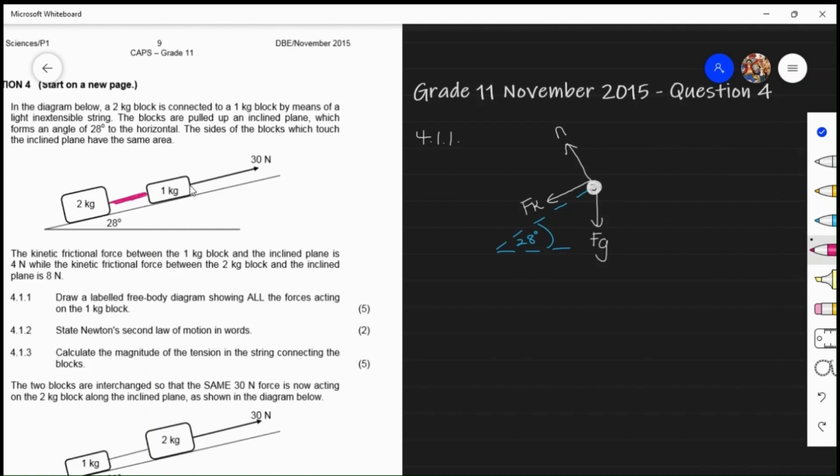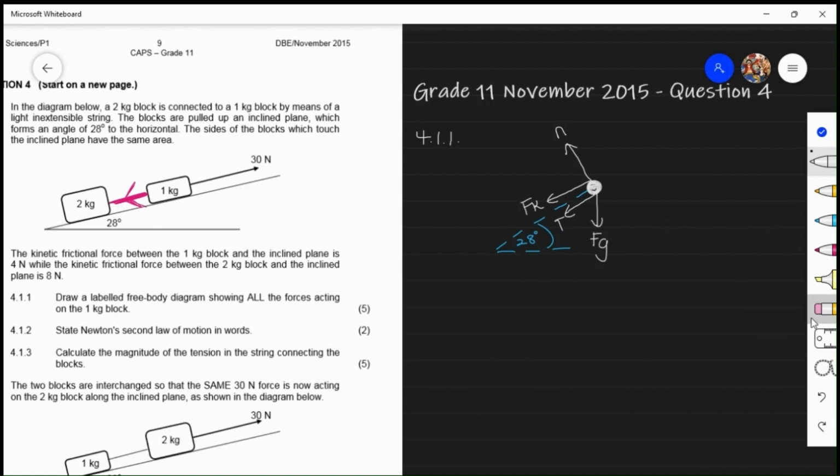So away from the mass could either indicate up or down, because both directions up and down are moving away from the mass, but only one direction is away from the mass and along the string. So because the string is on the left hand side of our 1 kg block, our tensional force is going to act down the slope. So down the slope is along the string but away from the mass. So that is tensional force.